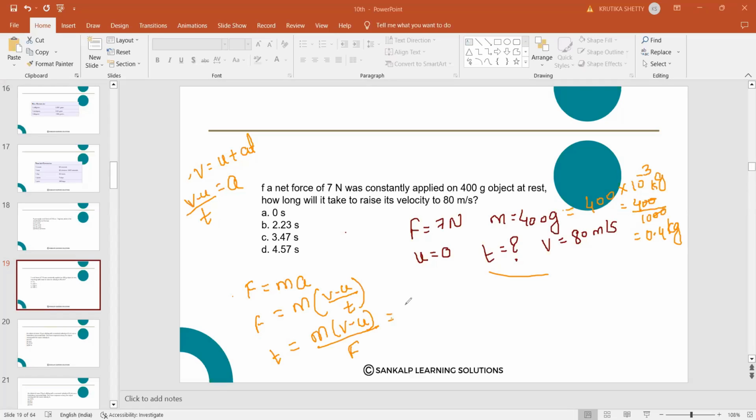So when we substitute, mass is 0.4 kg into bracket final velocity 80, initial velocity 0, divided by force, which is 7. So this is equal to, what does it become? So this is 0.4 into 80, because 80 minus 0 is 80 itself, divided by 7. Yes. So if you simplify it, it is good.